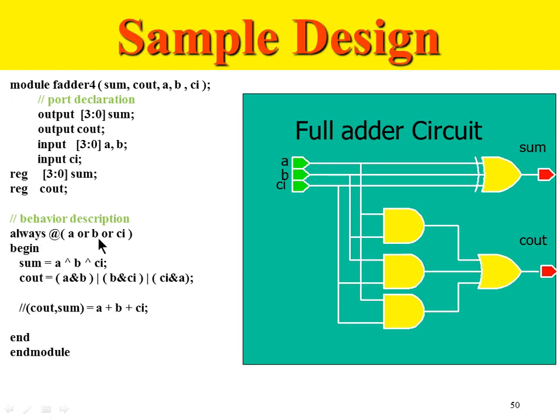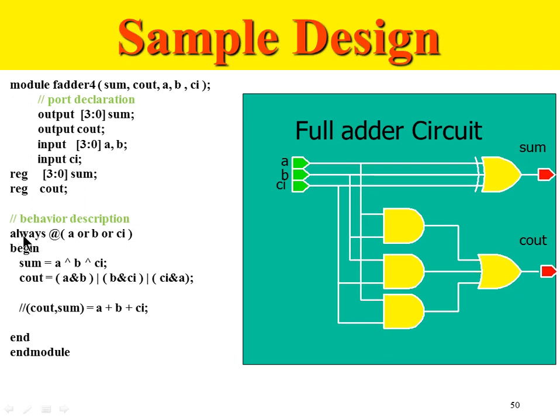Always @(A or B or Ci). This is my sensitivity list. This is called a sensitivity list or an activation list. It means any change in signal A or input A here, any change in input B or any change in input Ci, this always block will be triggered for execution based on the change in these signals.